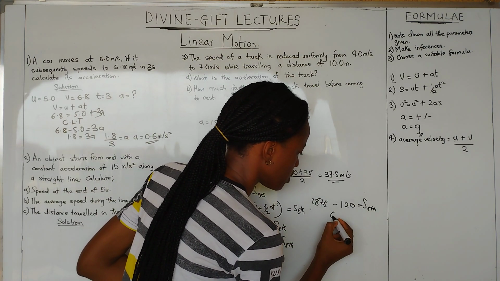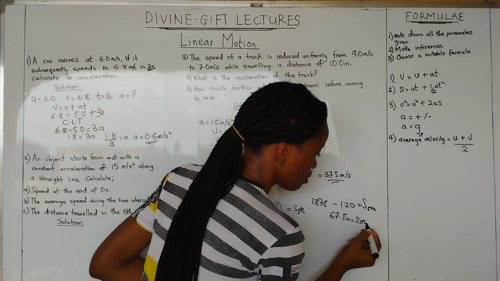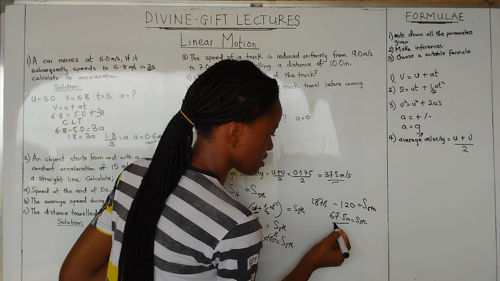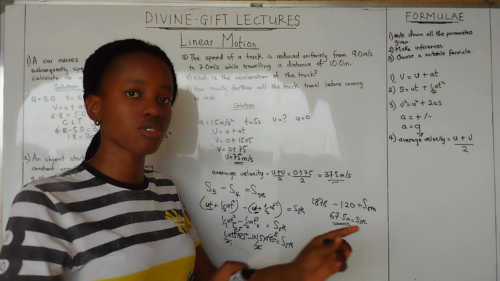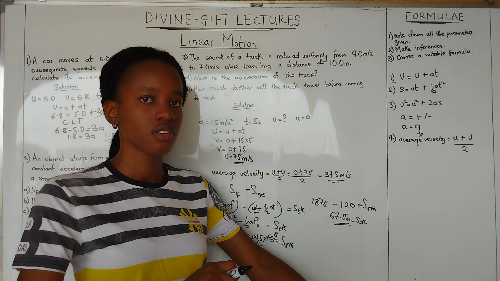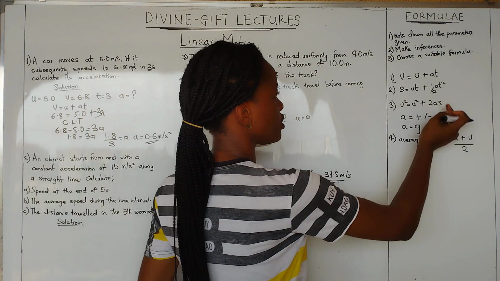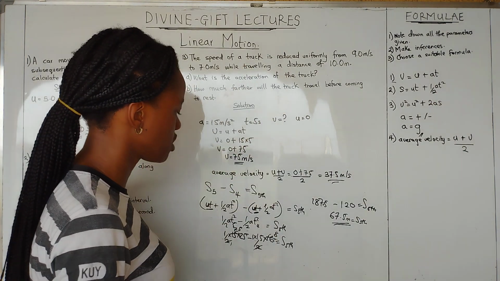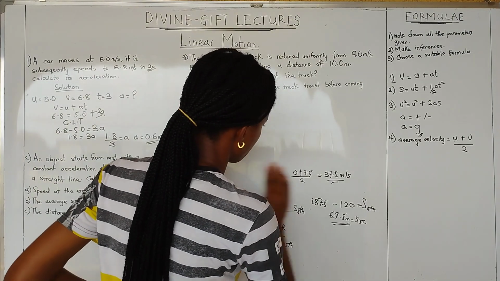So now this will give us 67.5 meters. That is for the distance traveled in the 5th second. So we have the answer 67.5. So take note. This is how you solve the question anytime they ask you to calculate the distance of the 5th second and all that. So you always make use of this formula. Alright? So take note.